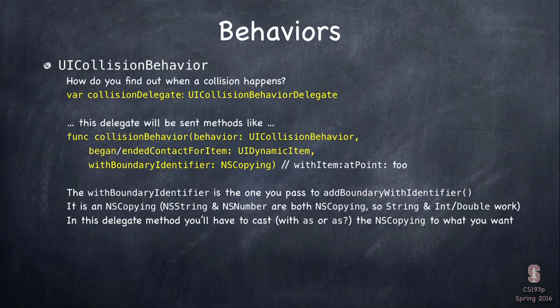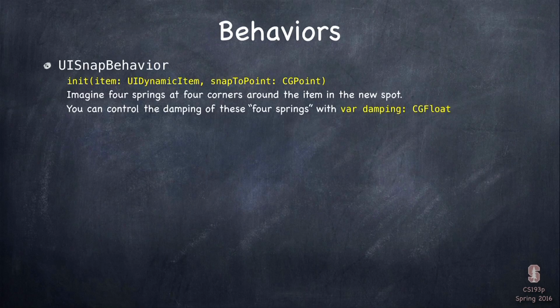NSCopying is there for historical reasons, but suffice it to say, NSString and NSNumber are what is intended to be passed there, and we know that those are bridged to String and Int and Double, nicely bridged. So you can pass strings and doubles. The only tricky thing is that you're going to have to use as to cast this to be a String or an Int or a Double, because it's an NSCopying. Small quirk of the API there.